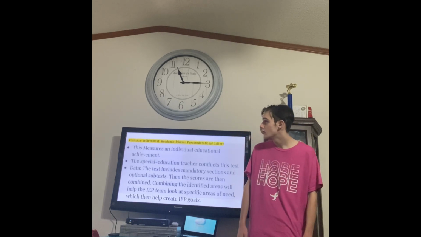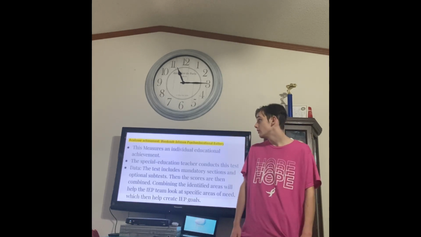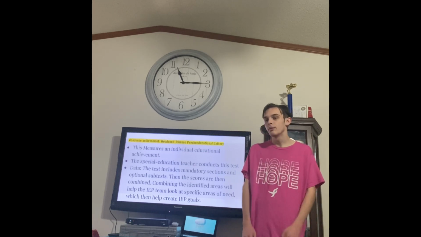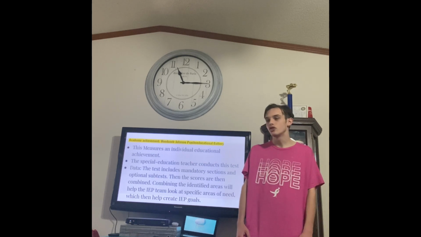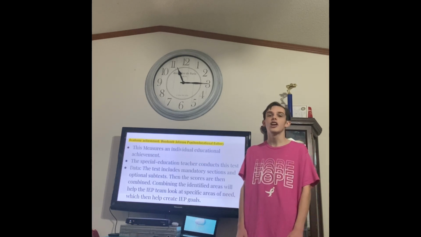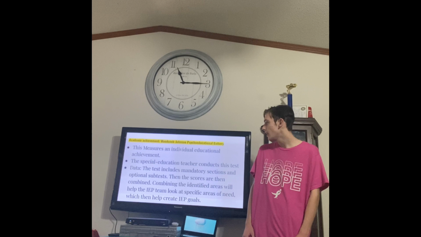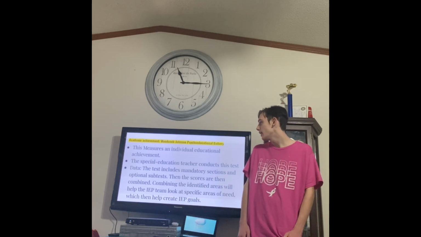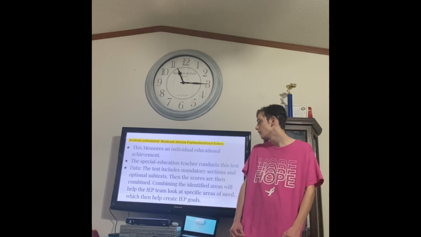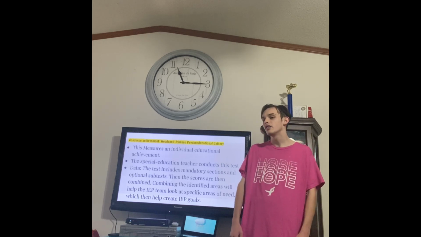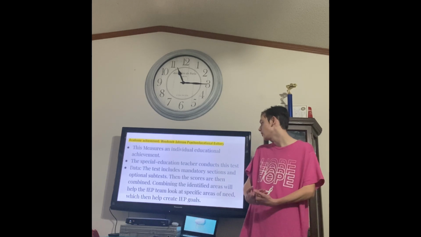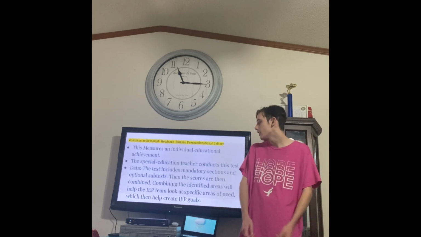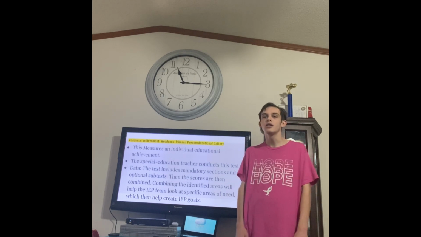An academic achievement test that we give is the Woodcock-Johnson Psychoeducational Battery. This test measures an individual's educational achievement. The special education teacher will administer this evaluation. The data that we get from this test includes mandatory sections and optional subtests. Then the scores are combined together. When we combine the scores together with the identified areas, it helps the IEP team look at specific areas of need, which help create the IEP goals.